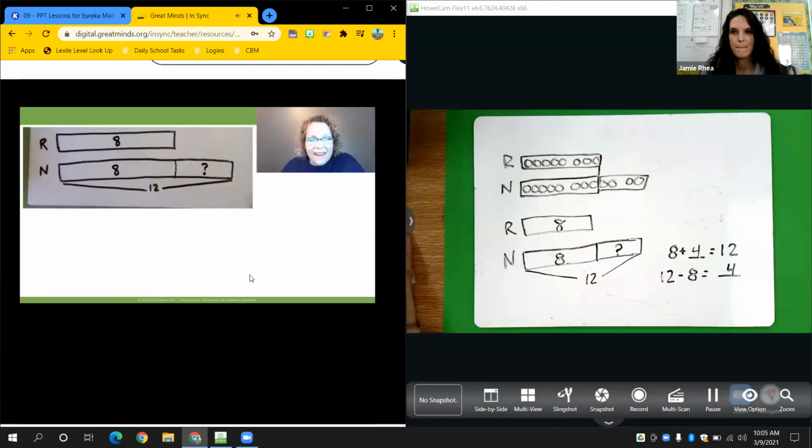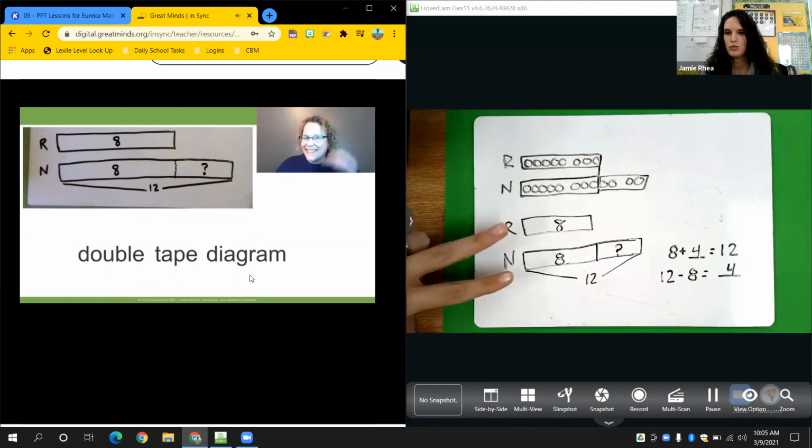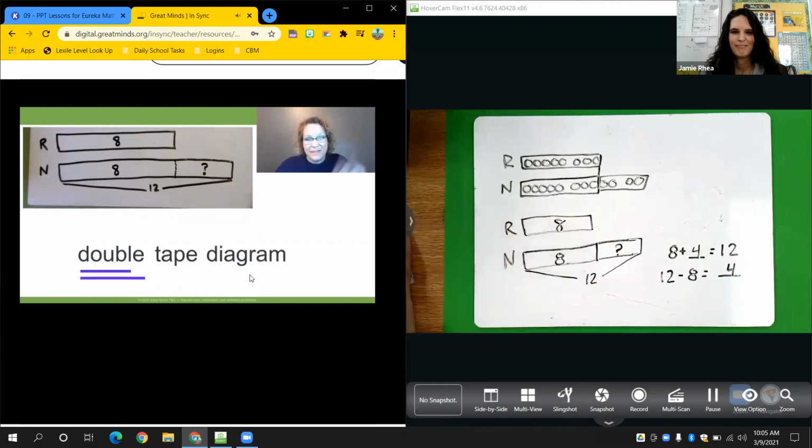Look at this new model. It's called a double tape diagram. Why do you think it's called that? Because there are 2 tapes. A double tape diagram is often used when we're comparing 2 different amounts, because it's really easy to see the difference in the two tapes.